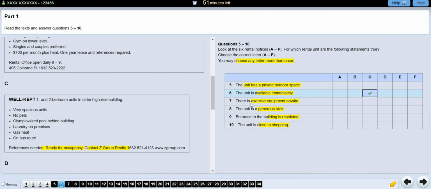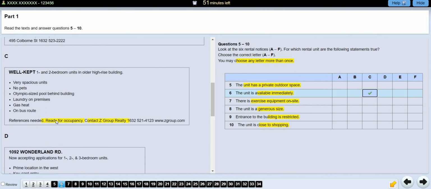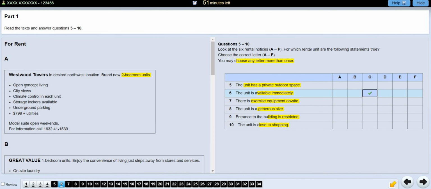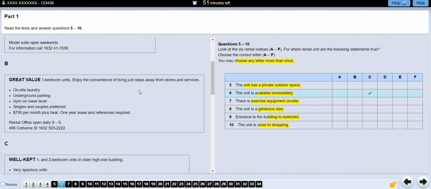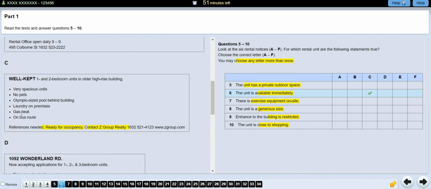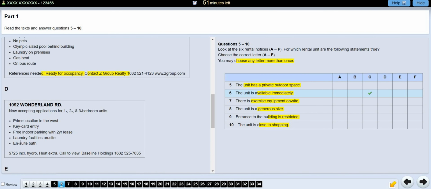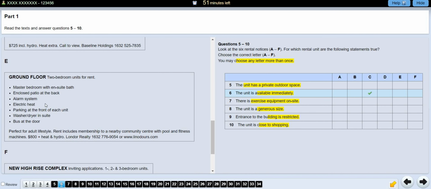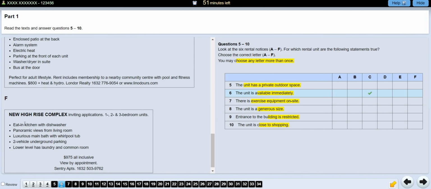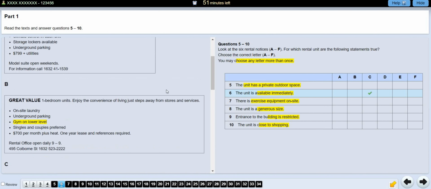Okay, there is exercise equipment on site. Exercise equipment on site. Gym. Do we have a gym here? Do we have a gym? No. So gym only at B.